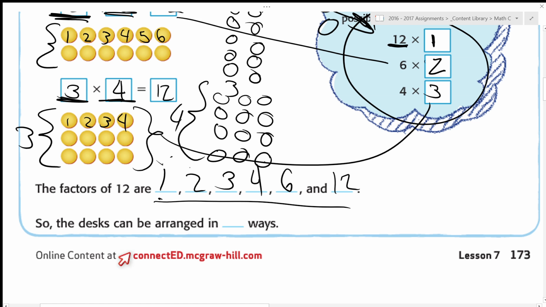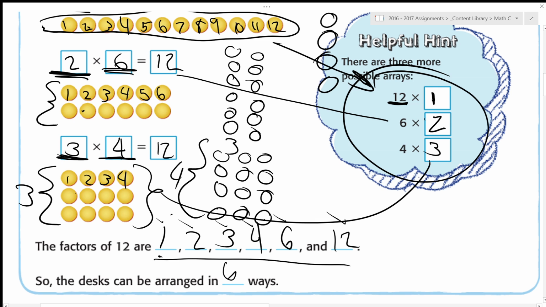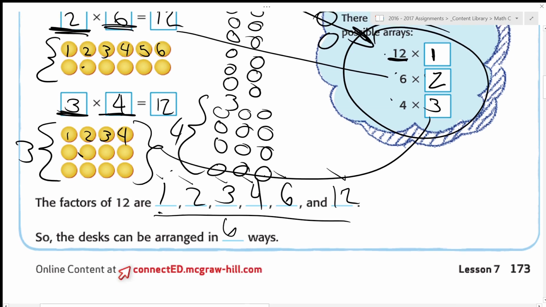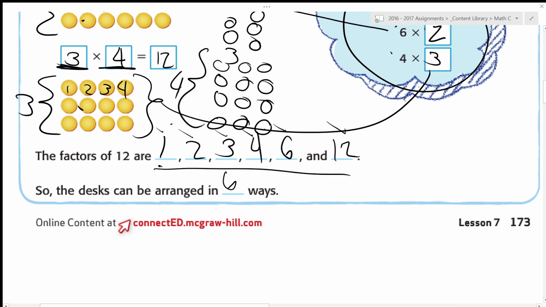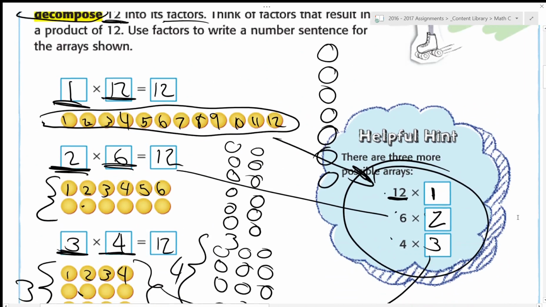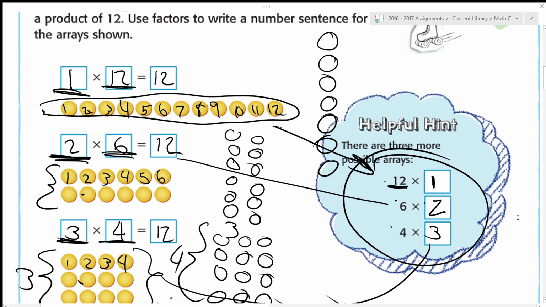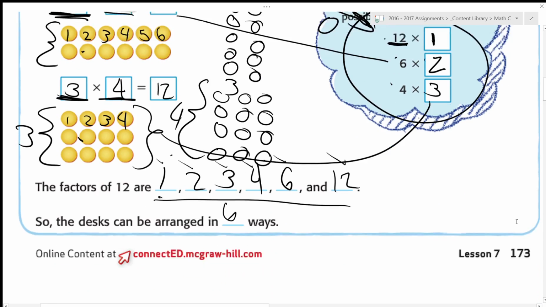Now we could just count how many there are. There's 1, 2, 3, 4, 5, 6 different ways. Or we could count them 1, 2, 3, and don't forget these are 3 ways, 4, 5, 6, to get 6 different ways the desks can be arranged. So that is factors. We're taking a number, we're breaking it down or decomposing it into smaller parts and coming up with what those different smaller parts are.